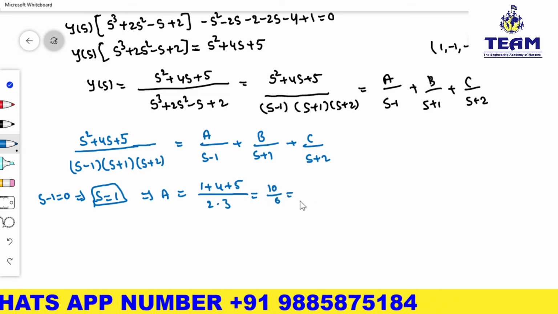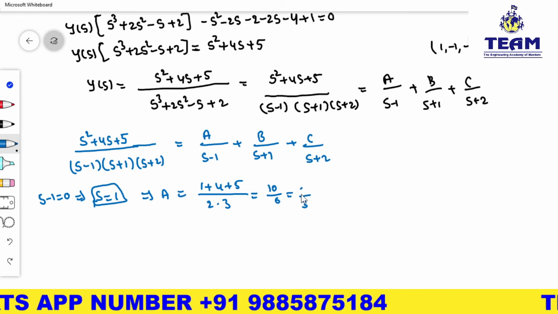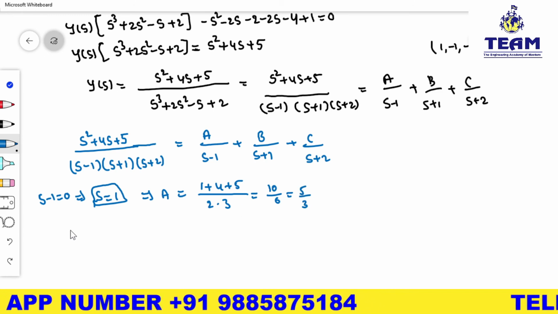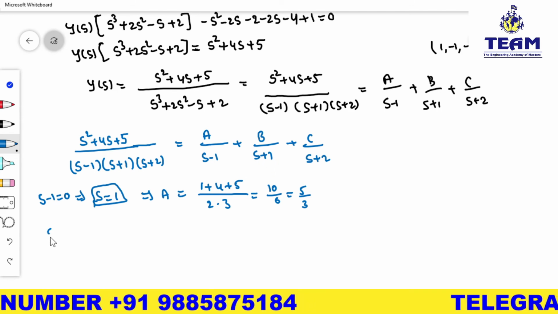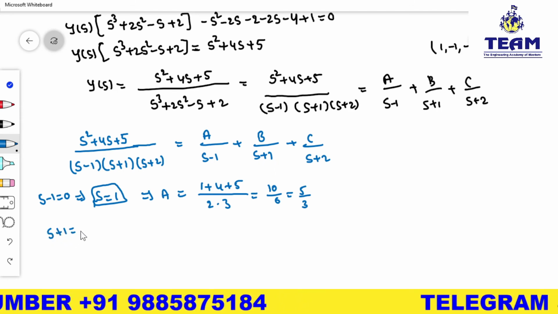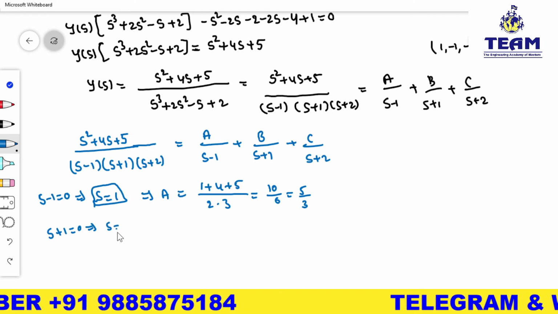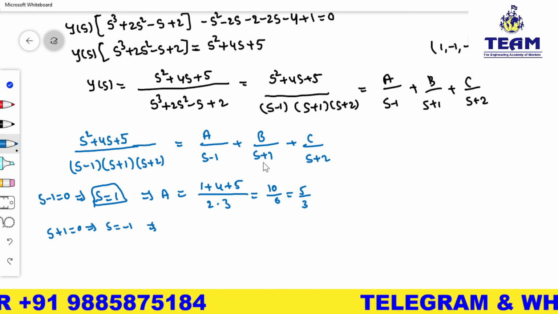10 by 6 means 2 3s are 6, 2 5s are 10. So A is equal to 5 by 3. Next, which one do I want? B value. For that, what do I have to do? Denominator equal to 0. So s plus 1 is equal to 0, which implies s is equal to minus 1. So what is the numerator you have?